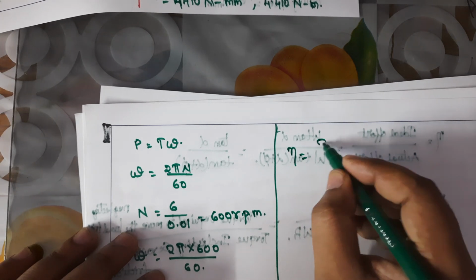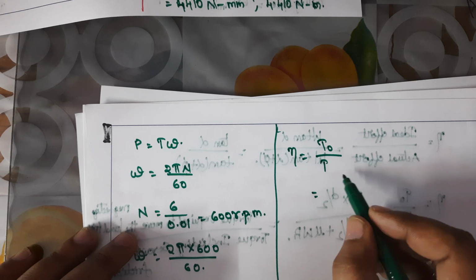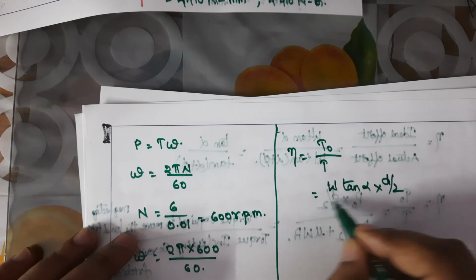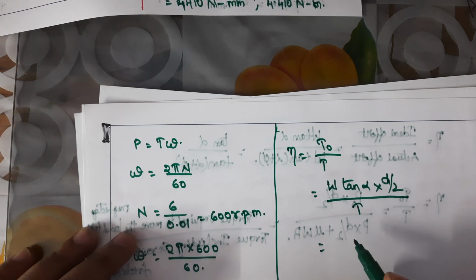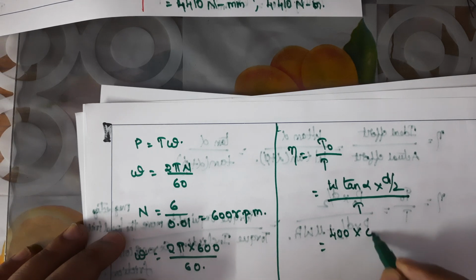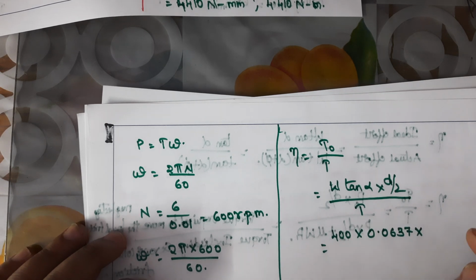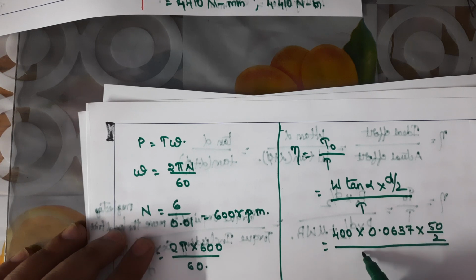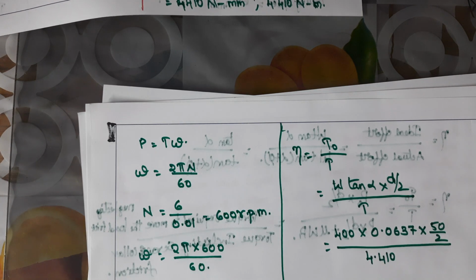Efficiency is nothing but T naught by T. The total torque we already know. T naught is nothing but W tan alpha into D by 2, divided by the total torque. So W is 400 into tan alpha, which we have got as 0.0637, into D by 2, where D is 50 by 2, divided by the torque value we have got as 4.410.